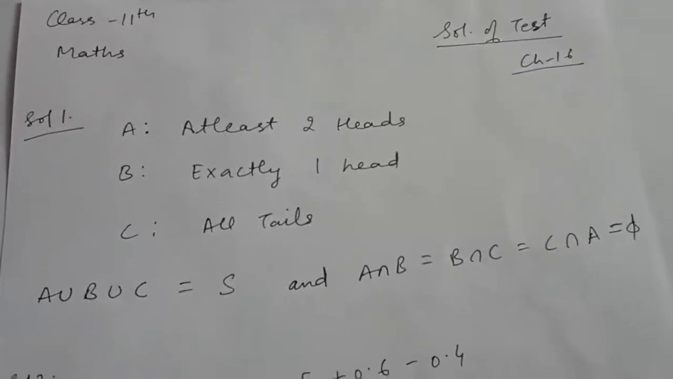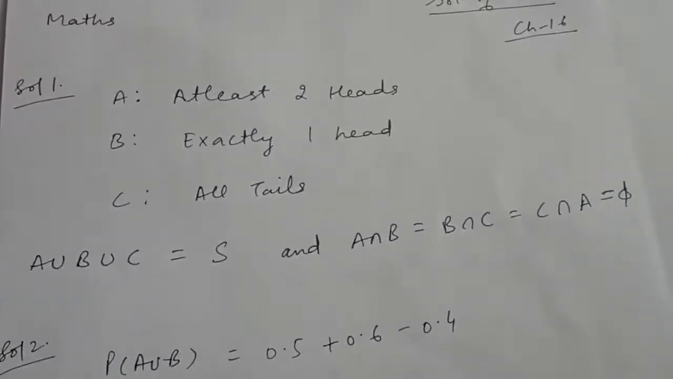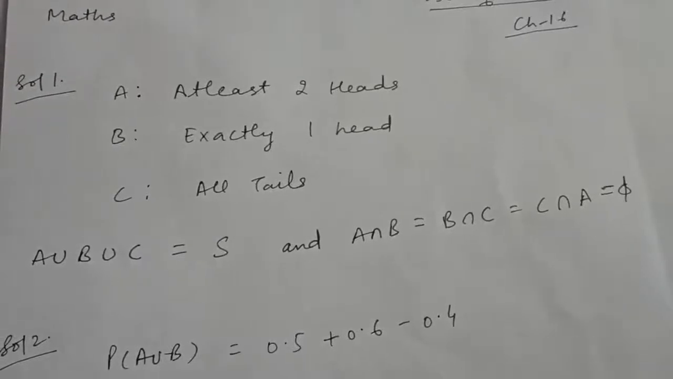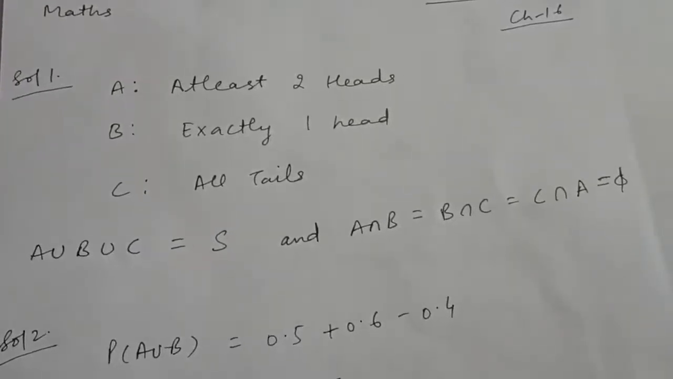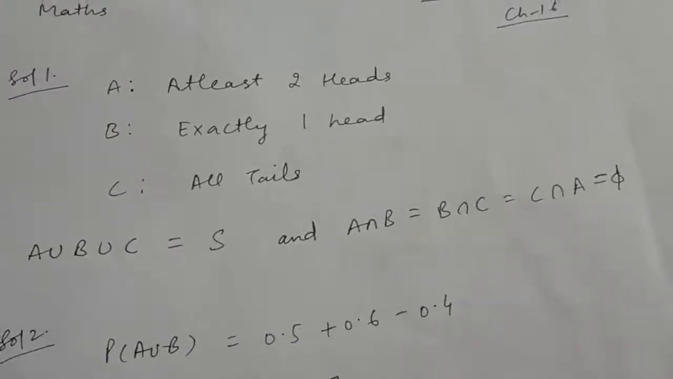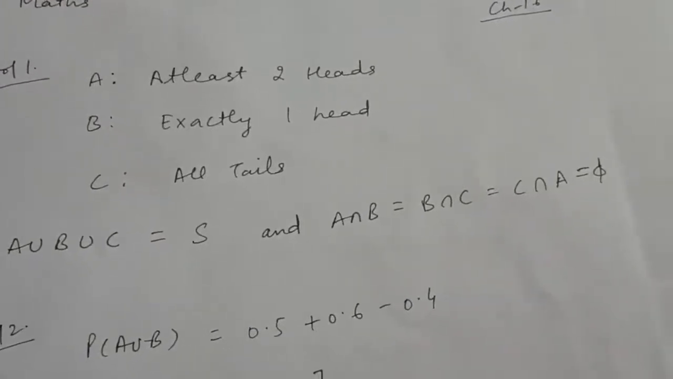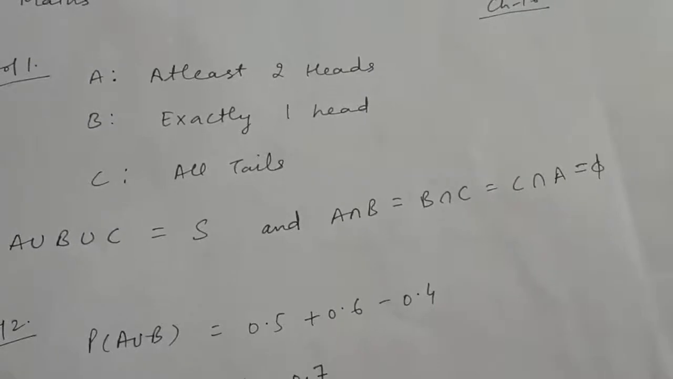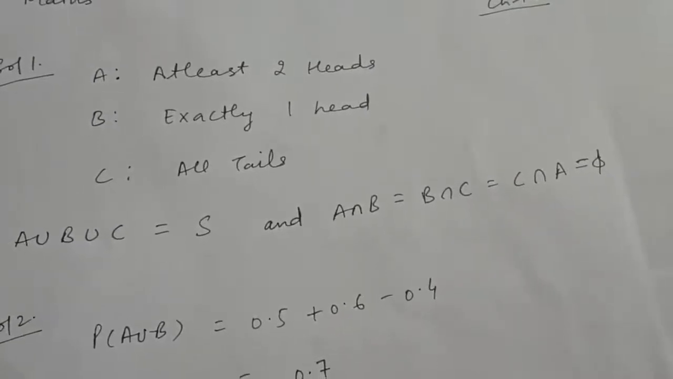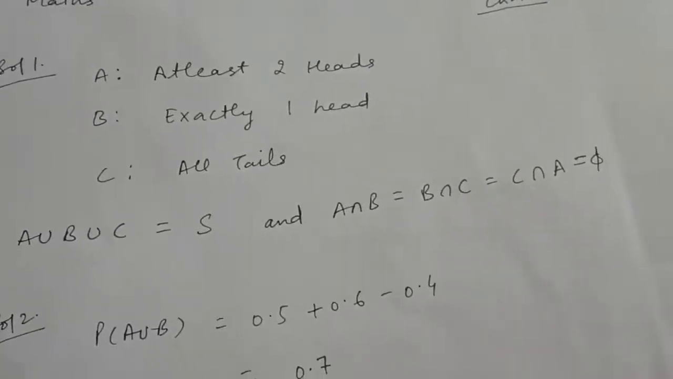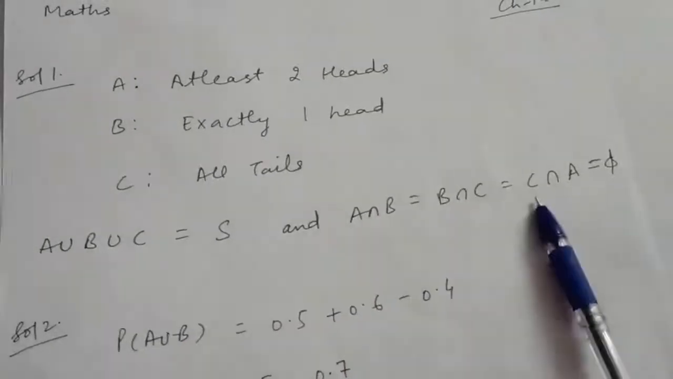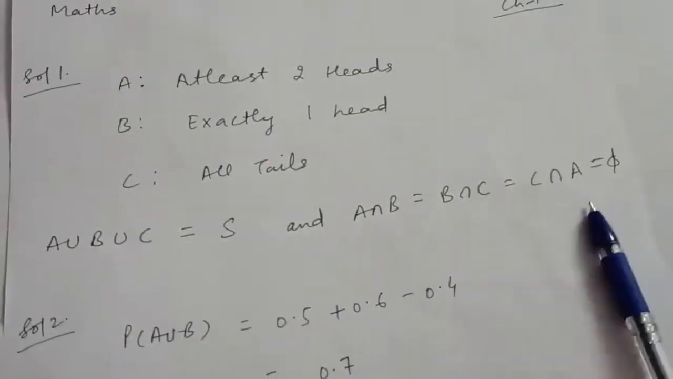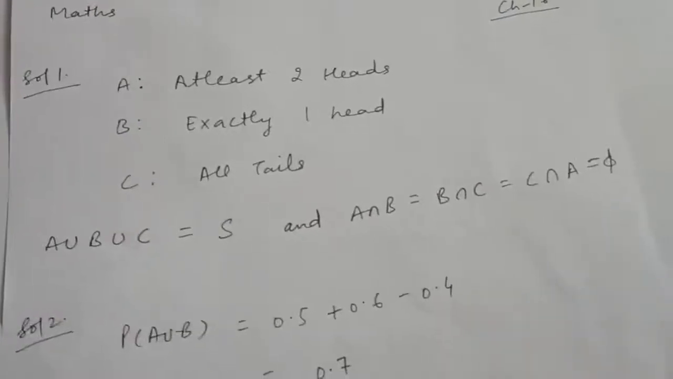Question first is that the experiment is 3 coins are tossed and we have to describe 3 events which are mutually exclusive and exhaustive. So the 3 events which I have taken are at least 2 heads, exactly 1 head and all tails. If you find the union of all these 3 events, it will be S, and the intersection of any 2 events will be empty set. So it is mutually exclusive also and exhaustive also.